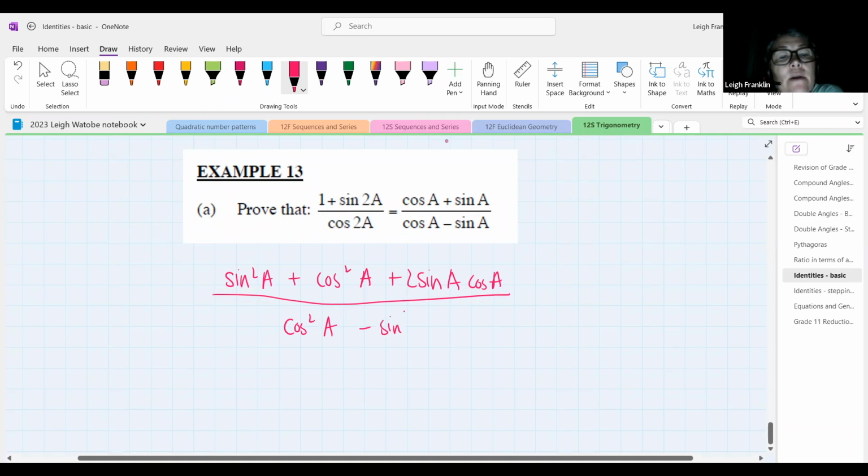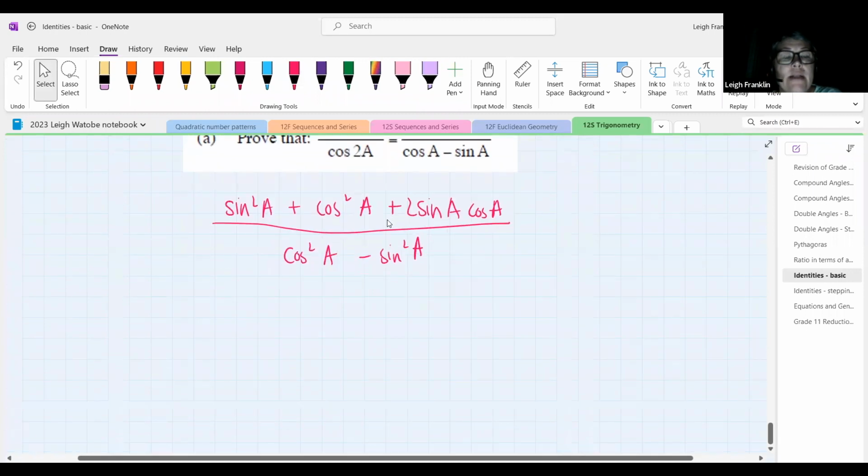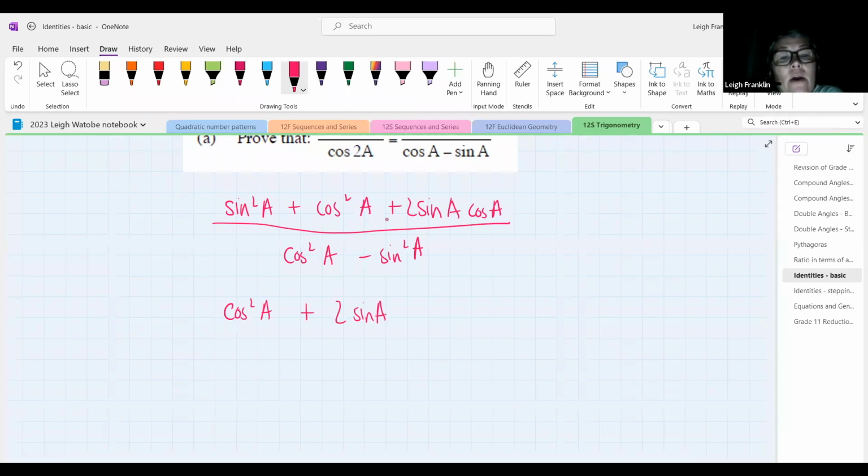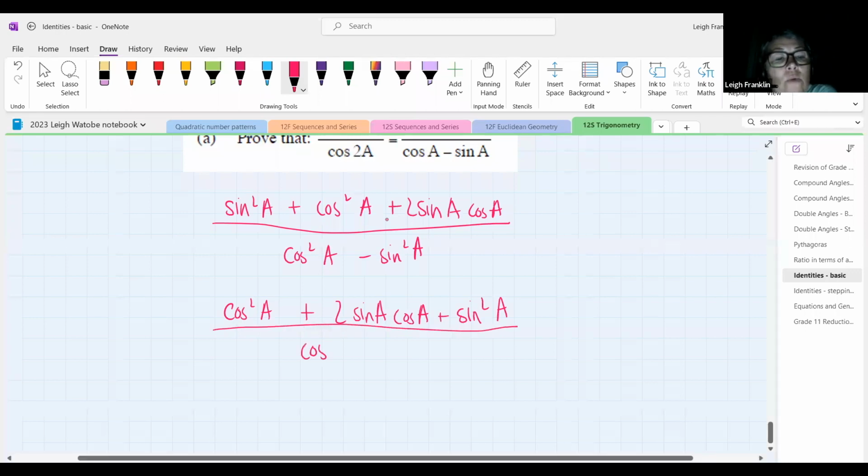So the best way for us to write cos 2a in this case is as cos squared a minus sine squared a. Now I'm going to rearrange. I'm going to put the cos squared a at the front, the 2 sine a cos a in the middle, and the sine squared a at the end. And now we need to factorize.